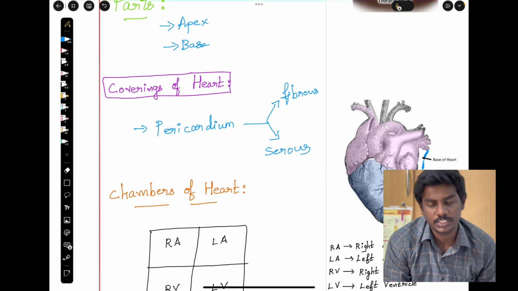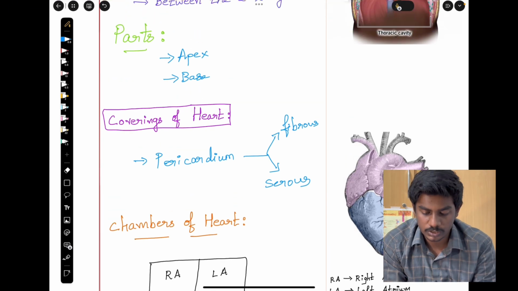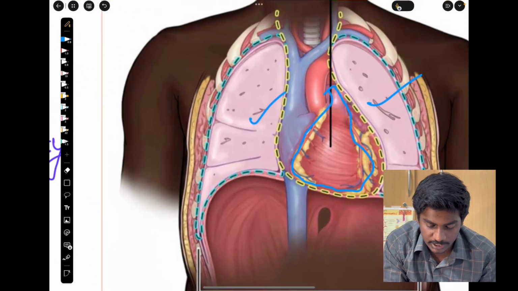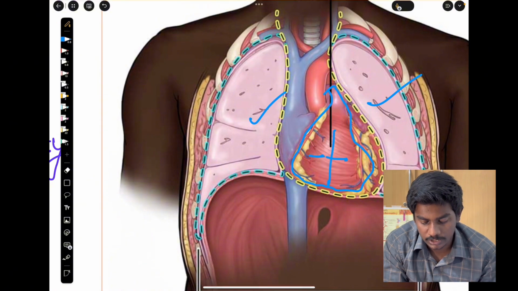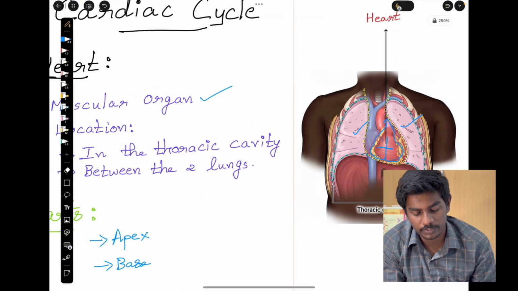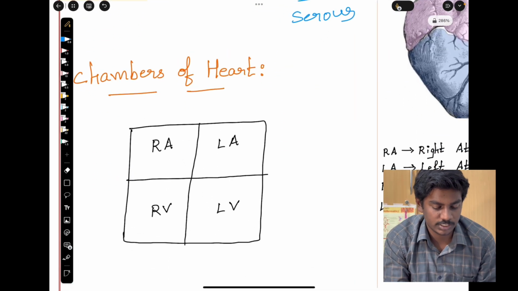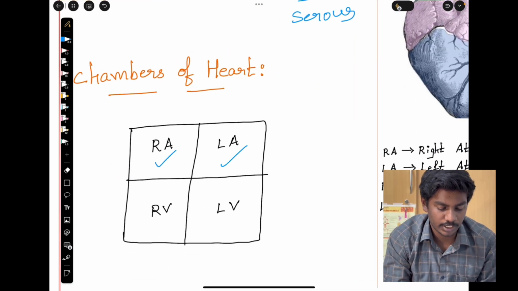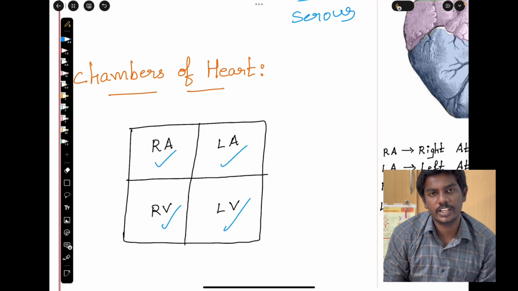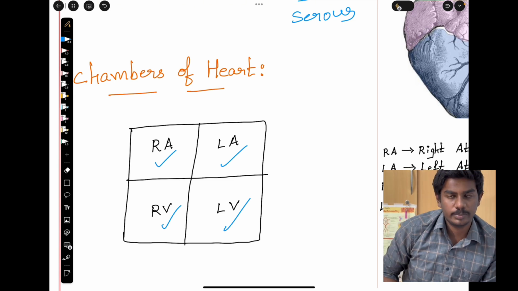The heart consists of four chambers. So, this is the heart, and it consists of four chambers. Now, let's see the chambers of the heart. The heart consists of right atrium, left atrium, right ventricle, and left ventricle. So these are the four chambers of the heart.